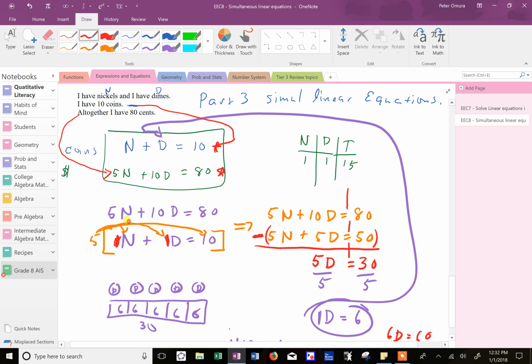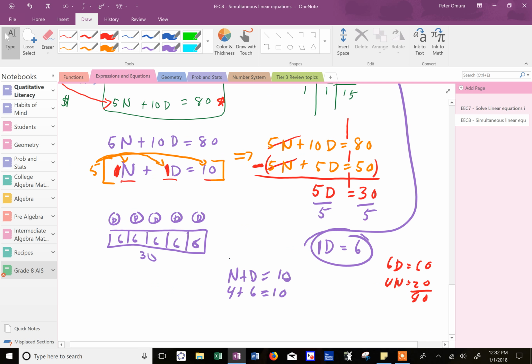And like I said, 5 times 1 is 5, so I just multiplied everything by 5, but you have to do it to each and every component. And that's it. Then once you do that, you can subtract, and one of your variables, in this case the nickels, will go away. After I do that, I divided, I got one answer, I went back to the original, I got my second answer. Hope this was enjoyable.